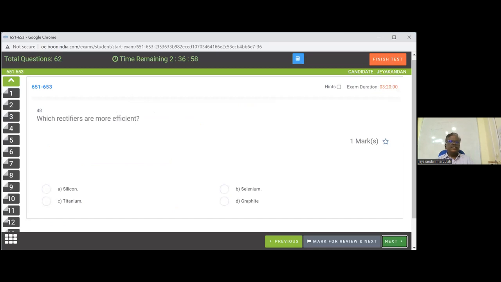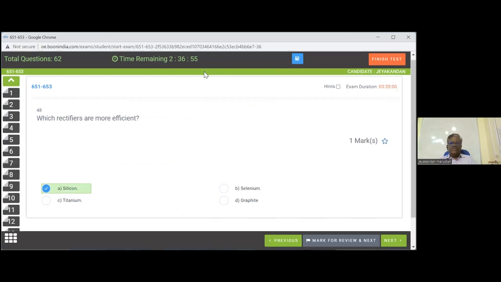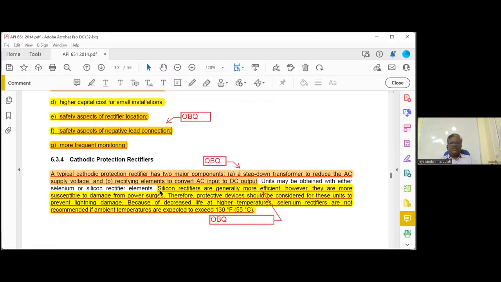Next. Which rectifiers are more efficient? Silicon. So you have to use silicon rectifiers. So where is it given here? Silicon rectifiers are generally more efficient. Yeah, 6.3.4, third line.